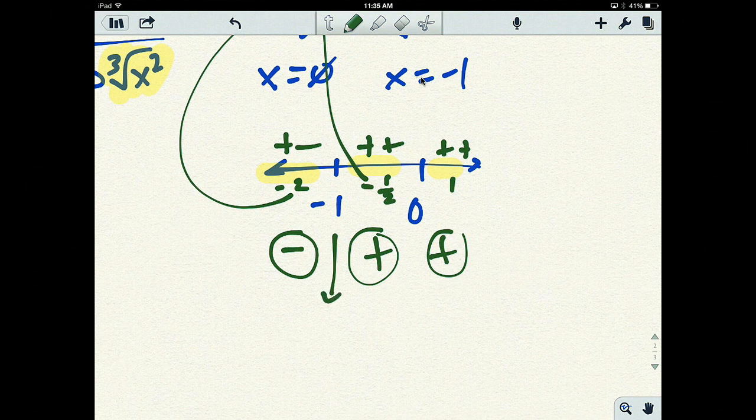At -1, because I go from negative to then a positive, I have a min here. This one is new to you all. I go positive to positive. So what does that look like?